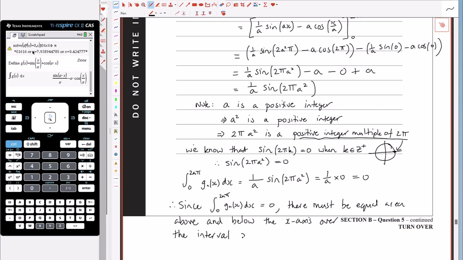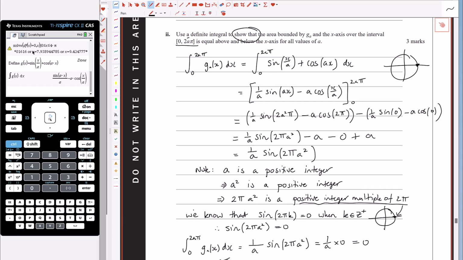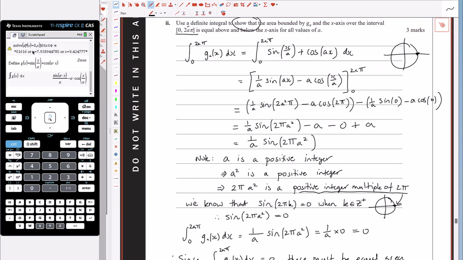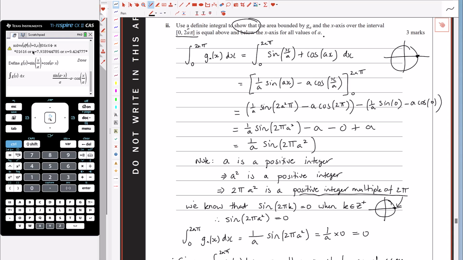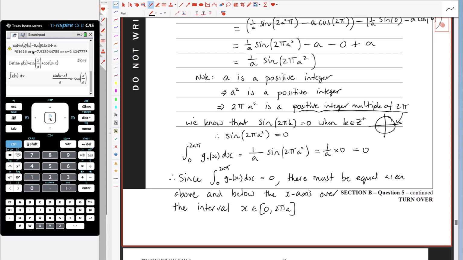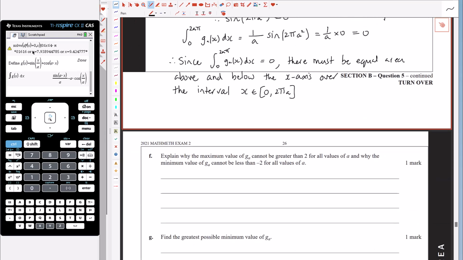Over the interval x is an element of 0 to 2 pi. Just checking that was inclusive. Yep. So show that the area bounded by g of a and the x-axis over the interval is equal above and below the x-axis for all values of a. Yep, so regardless of the value of a, that integral will always equal 0. And so therefore we can make that conclusion.